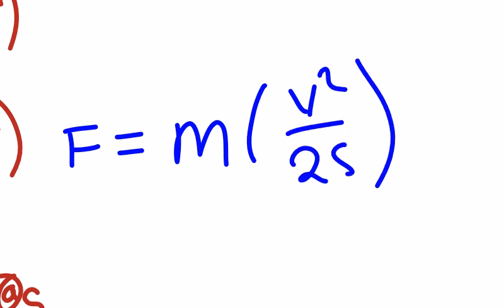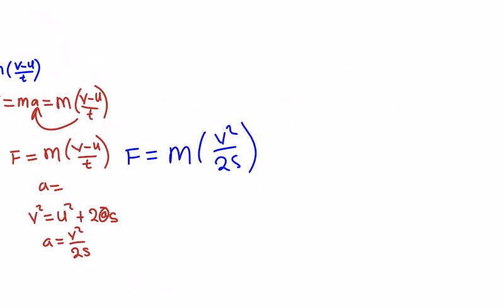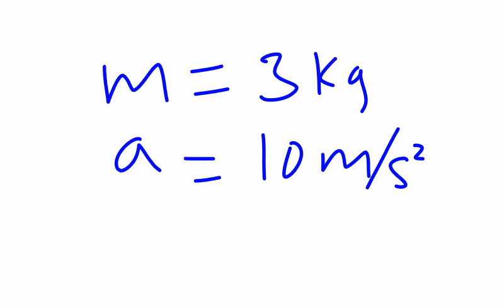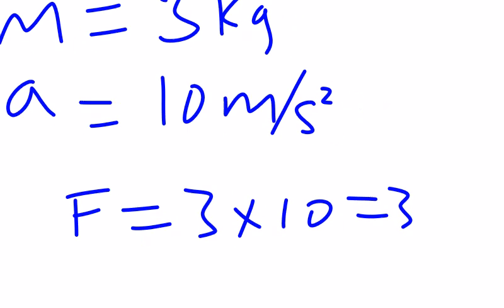So what is the implication of this? The implication is, for very basic questions, you may need, let's say, the value of m and the value of a. Let's say the value of m is 3 kg and the value of a is 10 meters per second squared. If you have the value of a and m, you can calculate force as F equals 3 times 10, which is equal to 30 newtons.